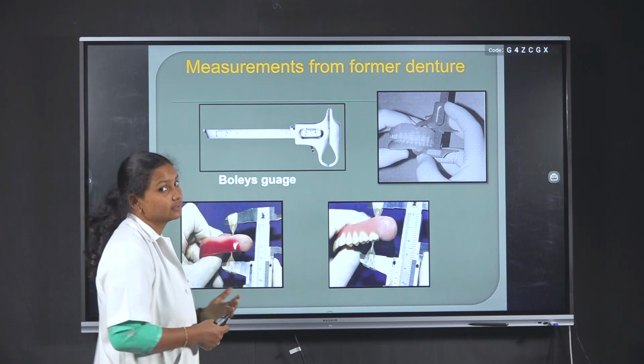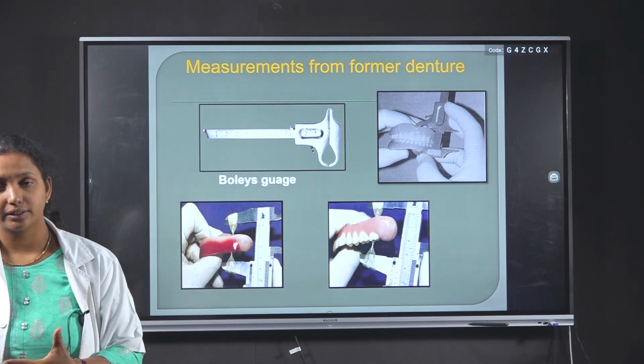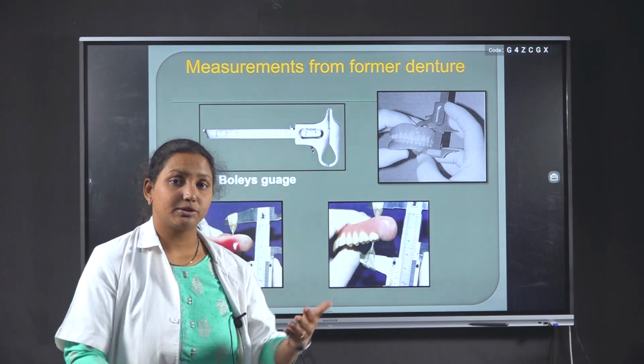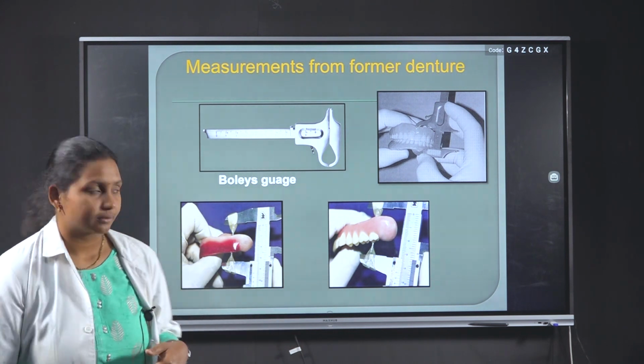Former dentures. If the patient is already a denture user and wants a new set of dentures, we will take the vertical dimension of the previous denture and try to copy the same in the new denture.